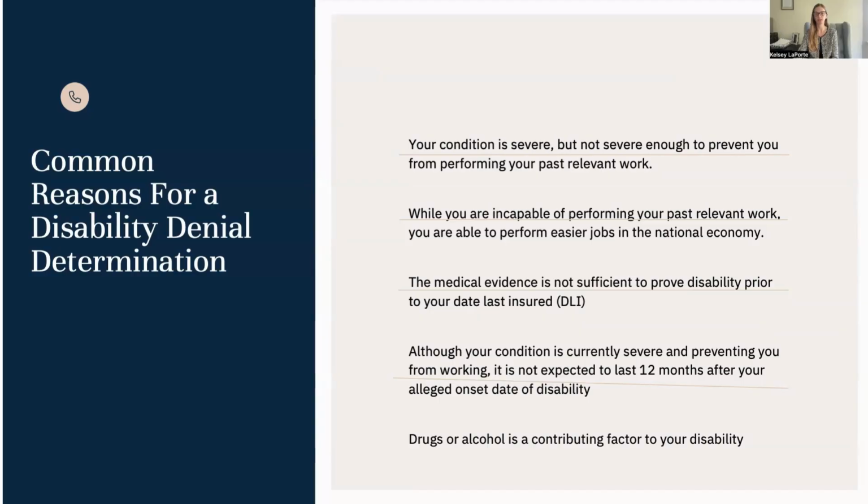To qualify for SSDI benefits, you must show that your disability began before your date last insured. This is the last date you were eligible for Social Security coverage based on the time in which you've paid into Social Security. This date is crucial because to be eligible for benefits, you have to show that your disability occurred while you were still insured under the Social Security system. If you're unable to demonstrate that your disability started before this date, your claim may be denied.